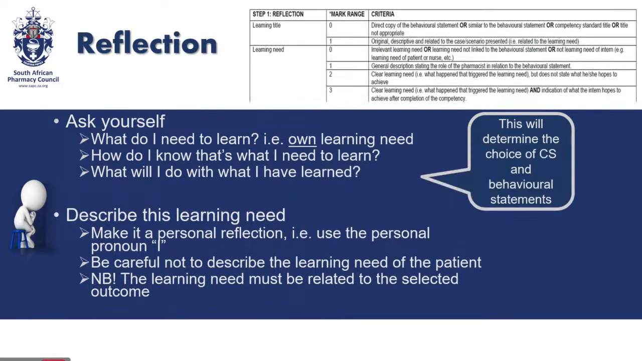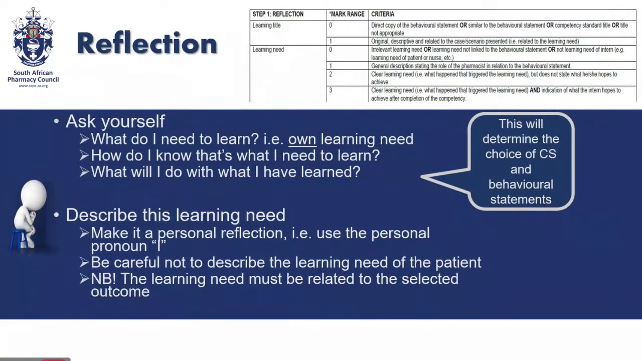As I said, if the intern that I assessed had looked at the criteria in the manual, the learning title would have been successful. There you can see a direct copy of the behavioral statement or competency, or no title, is a 0. Original, descriptive, and related to the scenario or case is a 1. The intern's learning title would have been successful if they had made use of the checklist to check their submission and make sure that they adhere to the guidelines, because these are the same guidelines that we as assessors and moderators use to assess your submission.